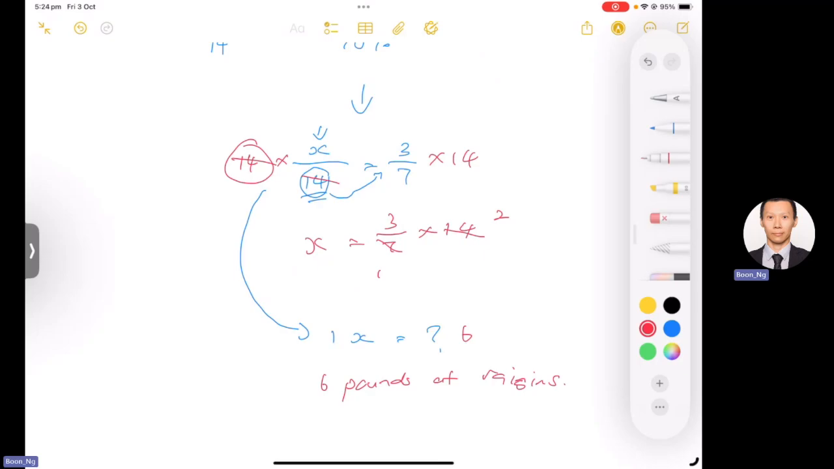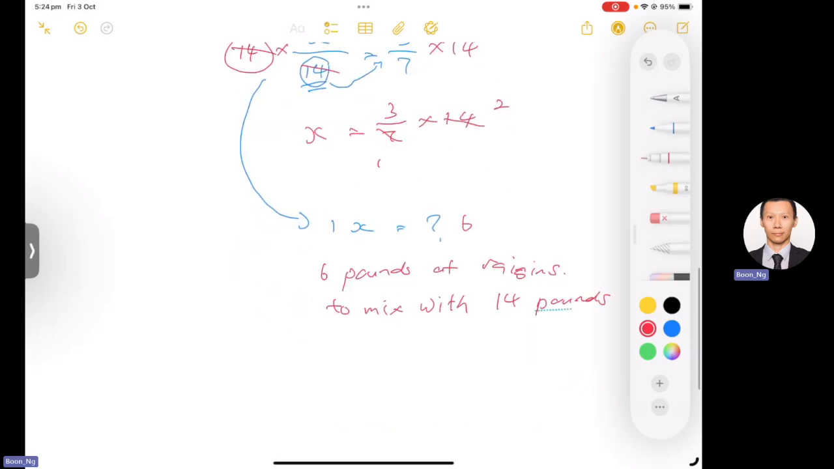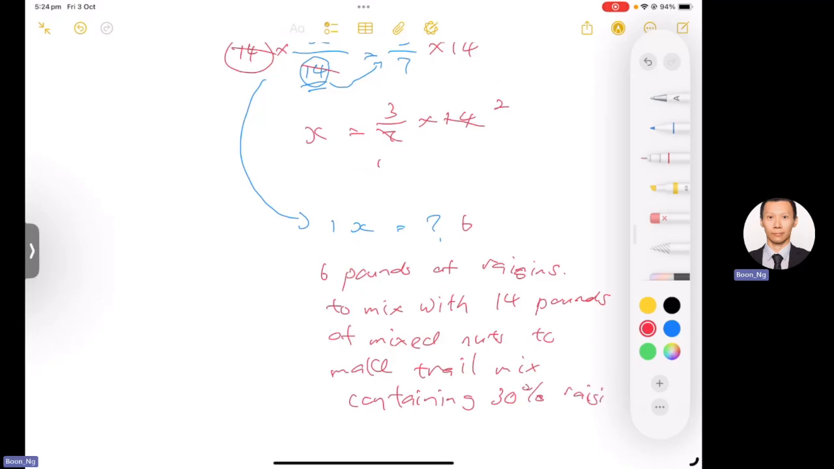So we need 6 pounds of raisin to mix with 14 pounds of mixed nuts to make the trail mix containing 30% raisin in the mixture.